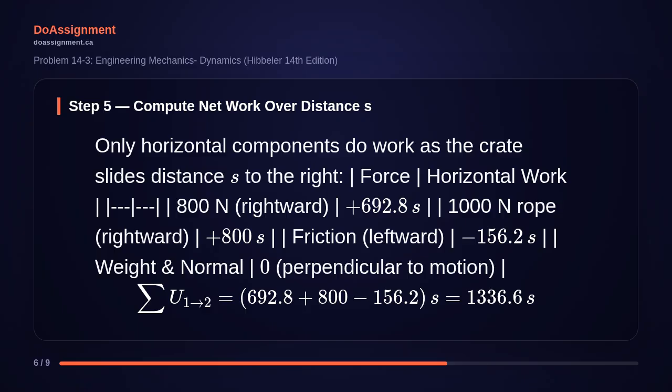Only horizontal force components do work as the crate slides to the right. The 800 Newton force contributes positive 692.8 times s joules. The rope contributes positive 800 times s joules. Friction contributes negative 156.2 times s joules. Weight and the normal force are perpendicular to motion and do no work. Adding these together gives a net work of 1,336 times s joules.